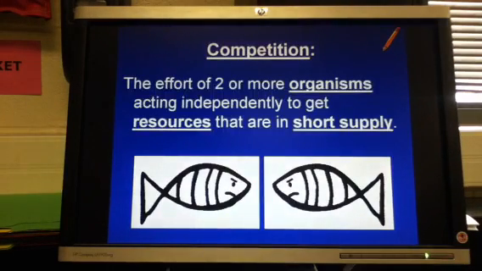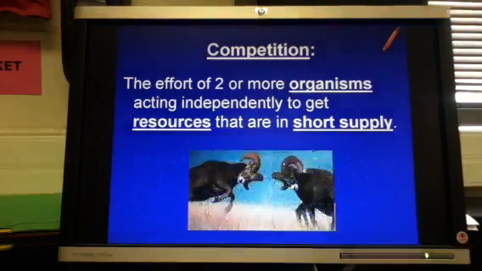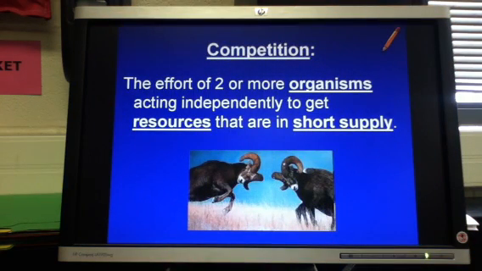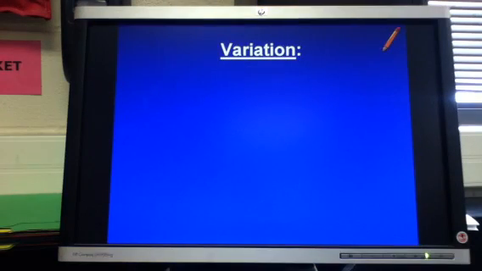All right, competition. Competition is the effort of two or more organisms acting independently to get those resources that we just talked about that are in short supply. Here's a picture of a couple rams that are fighting and competing.